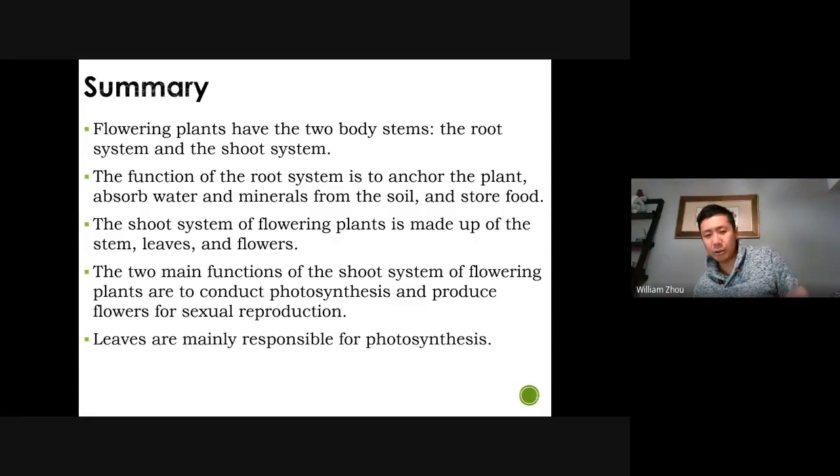We learn the two systems of the plant, the root system and the shoot system. In the shoot system, you have flower, you have stem, and you have leaf. The roots have three functions. Anchors the plant, absorbs water, and stores minerals and nutrients. The shoot has flowers, which are responsible for reproduction, more on this tomorrow, leaves for photosynthesis, and stem for support and water transport.